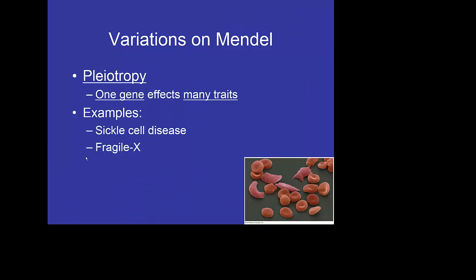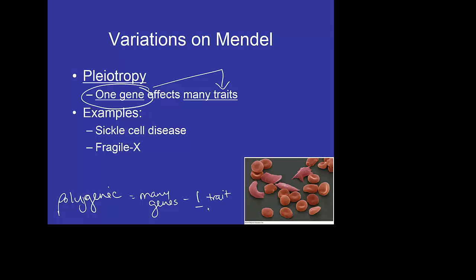Pleiotropy is one that we don't see a lot, but some folks think about this as the opposite of polygenic. So pleiotropy is one gene that has multiple effects. Polygenic, remember a minute ago, was many genes, one trait. So pleiotropy is one gene, many traits. I give you a couple of examples here. Sickle cell and Fragile X.